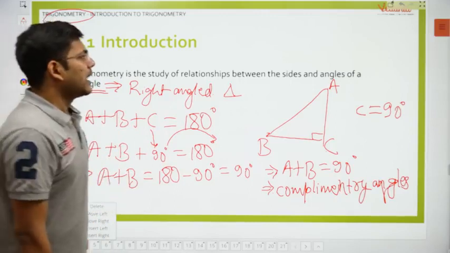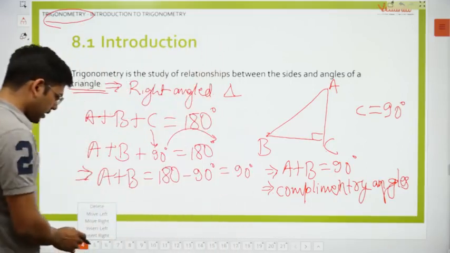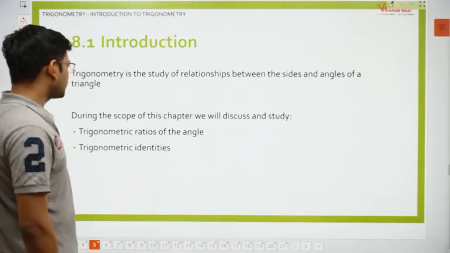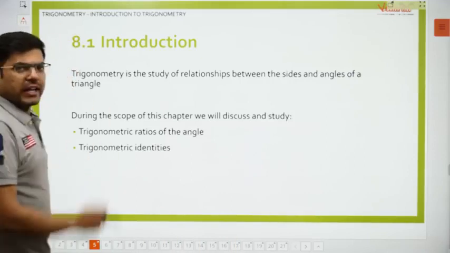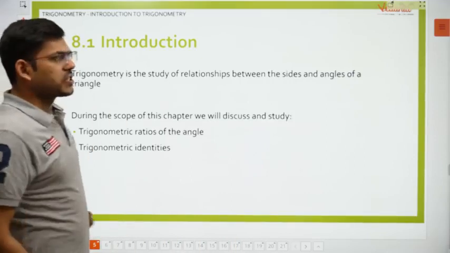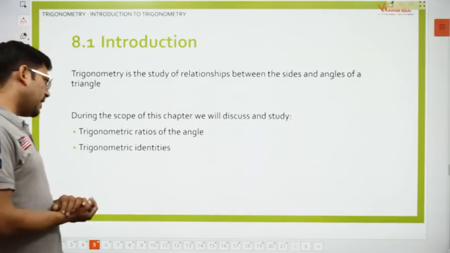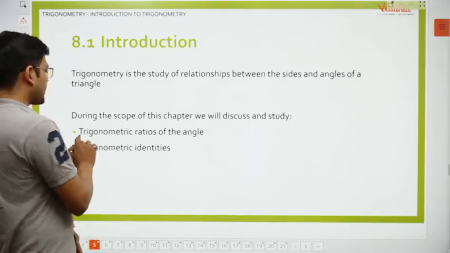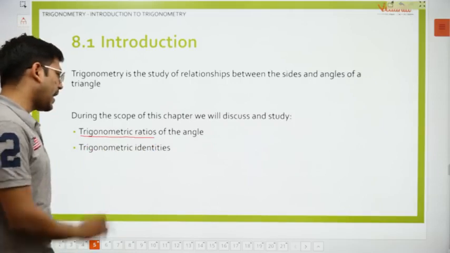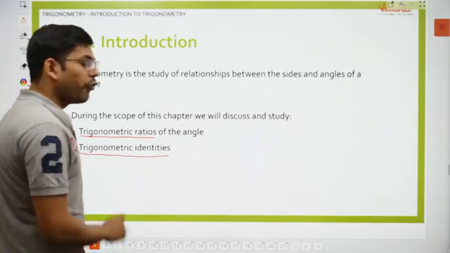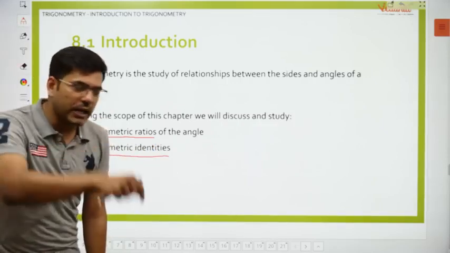Now first of all, let's talk about trigonometry. What is trigonometry? See, it is written here, trigonometry is the study of the relationship between the sides and angles of triangles. And in trigonometry, we will be studying trigonometric ratios and trigonometric identities. What are these trigonometric ratios? I'll tell you this.